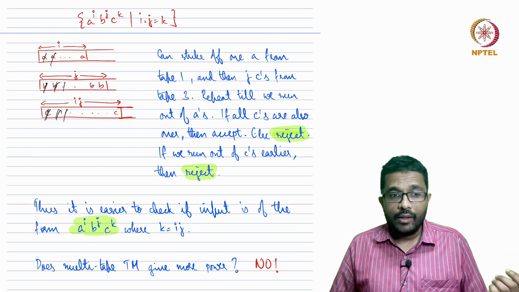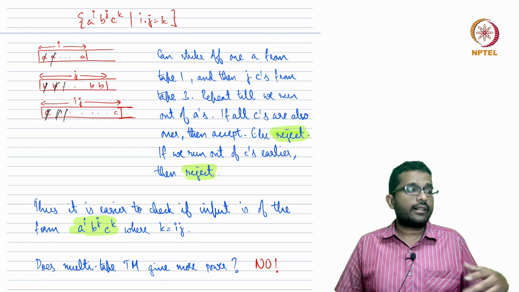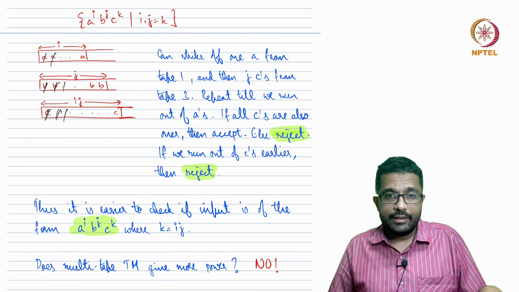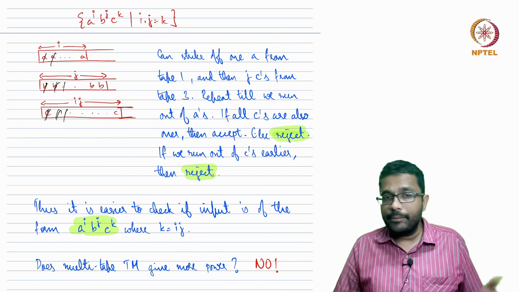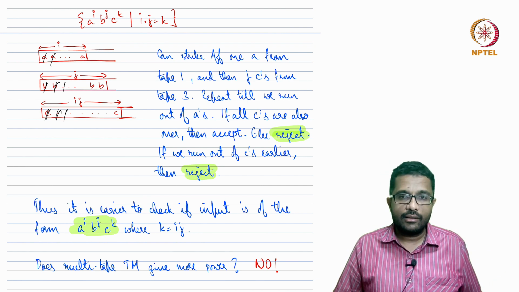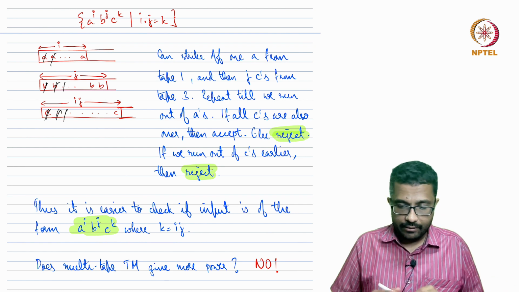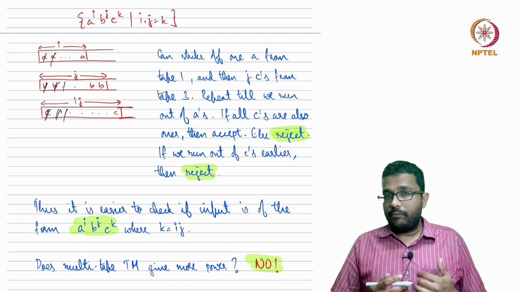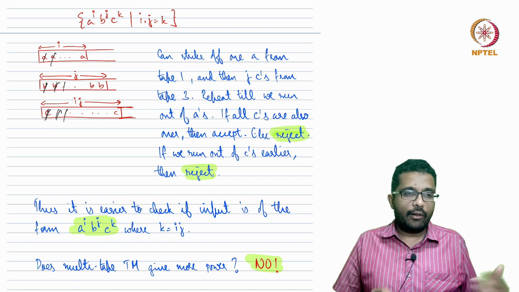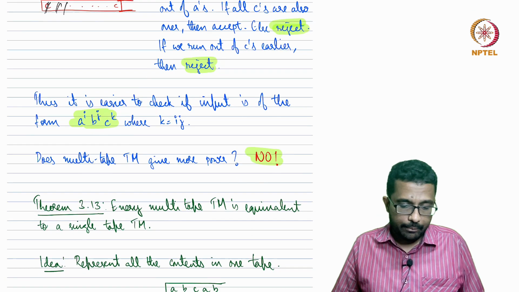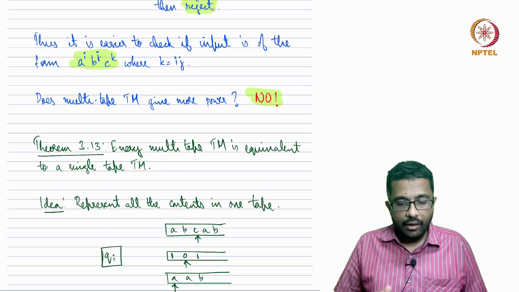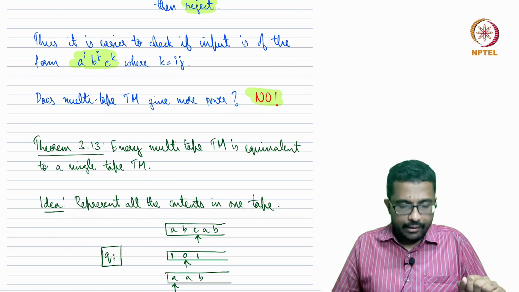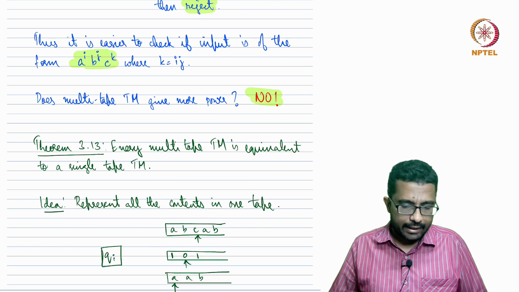Natural question to ask is, does it give us more power? Meaning, are there languages that a K tape machine can recognize that a 1 tape machine cannot, or a 3 tape machine can recognize that a 1 tape machine cannot? And the answer is, as I have written in this slide, no. Meaning, the K tape model seems more powerful, but whatever a K tape machine can do, a 1 tape machine can also do. Every multi-tape machine is equivalent to a single tape machine, right? And the idea is fairly simple. So let's see what the idea is.